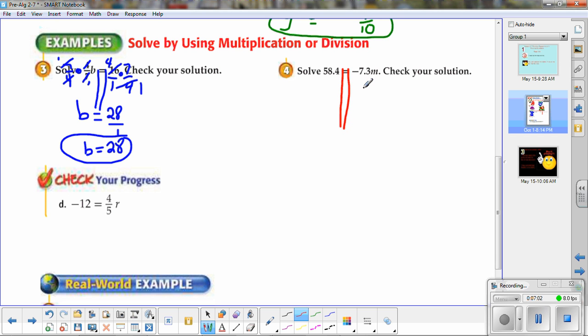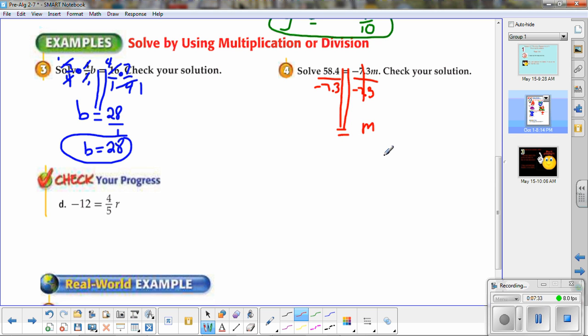In our next example, instead of multiplying by -7.3, we're going to undo that by dividing by -7 3/10. And over on this side, -7 3/10 divided by -7 3/10 is going to equal 1. And 1 times m is just m.